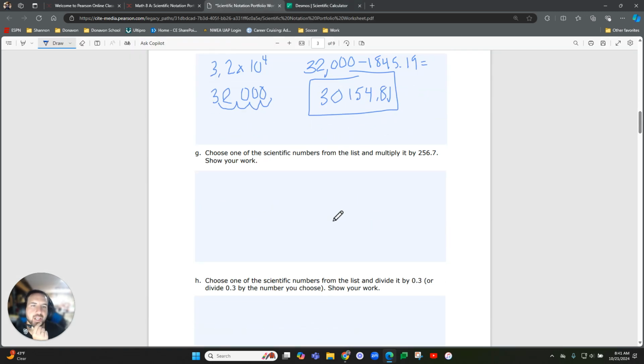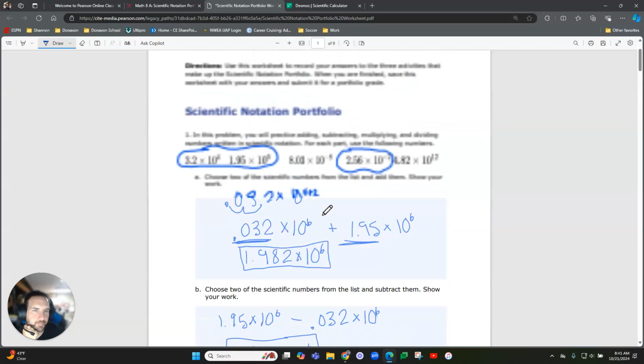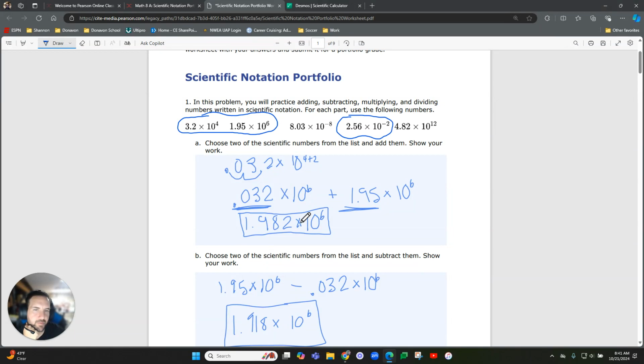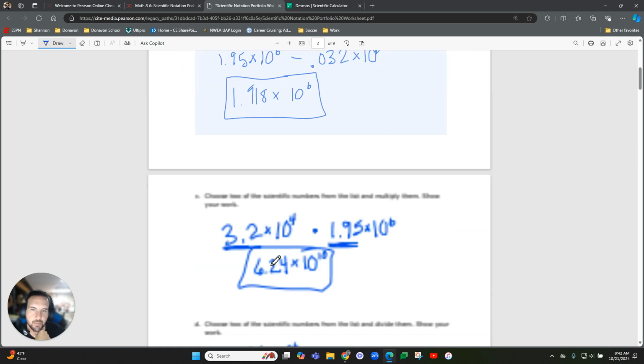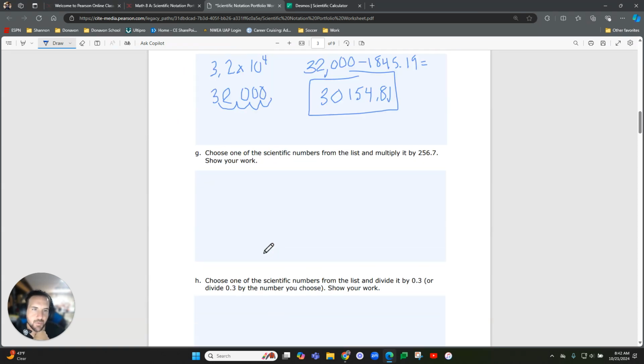All right, next one. We are going to multiply this number times one of the numbers. Okay, so we're multiplying 256 times some number. I guess this one doesn't really matter. We'll just keep it simple and do 3.2 times 10 to the 4th again. All right, so this one you could do a couple different ways. You could turn it into 32,000 again, or I can convert this number to scientific notation. So that's what I'm going to do for this one. I'm going to convert this number to scientific notation and keep the final answer in scientific notation.